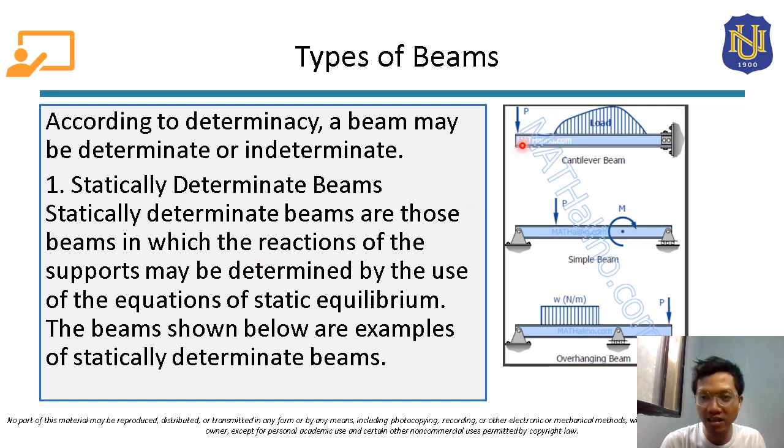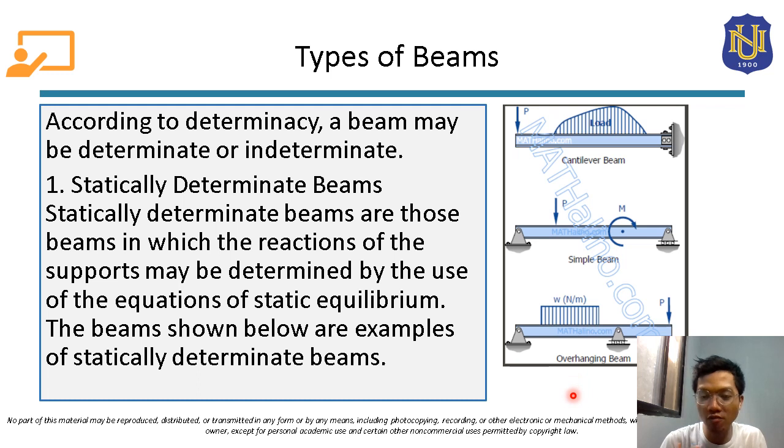These are cantilever beams. Cantilever beams are supported by a fixed support at one end. We also have here a simple beam, or a simply supported beam. A simply supported beam is supported by one roller and by one hinge.